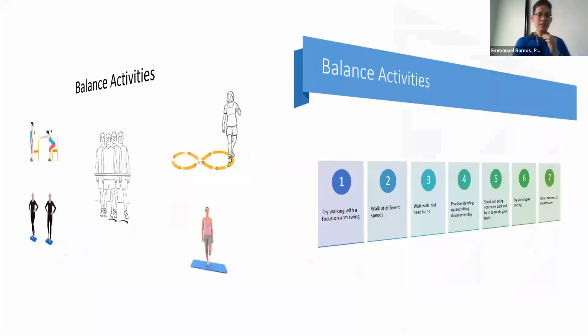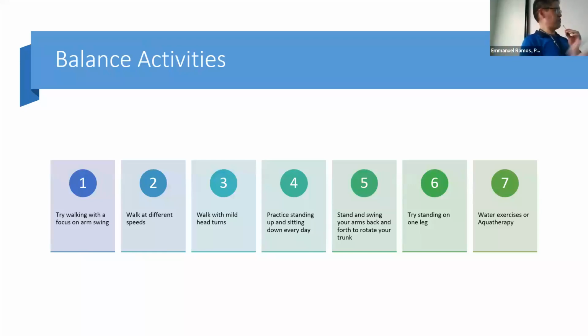All right, next one. These are pretty much a summary of what we just said, but we're going to go over them one by one. The first one is just suggestions on how to improve your balance. Can you see it from the back? Okay, good. Number one is try walking with a focus on arm swing.